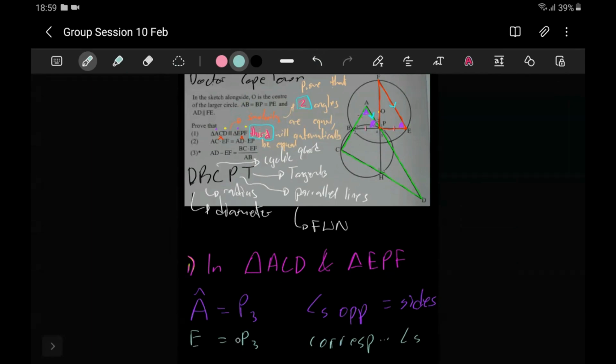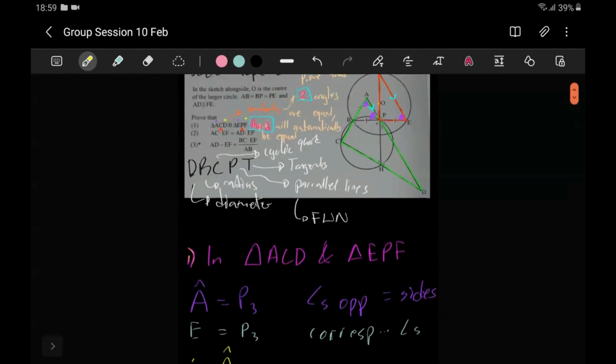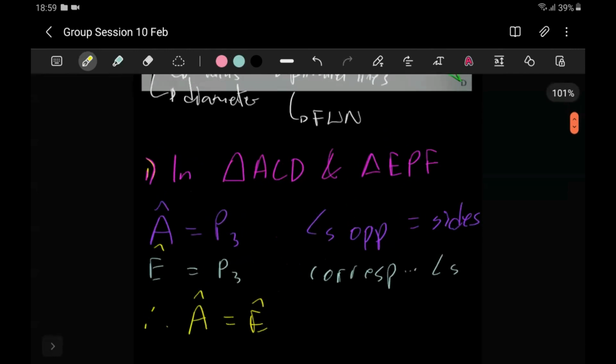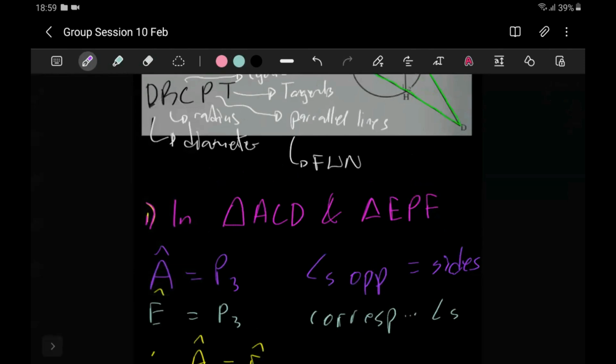So now that we have shown that they're both equal to P3, we have easily shown that they're equal to each other, you see. So now we can say, therefore, A is equal to angle E. So now for our two triangles, in terms of us proving similarity, these two are sorted. We can just move on to the next set of angles that can work.